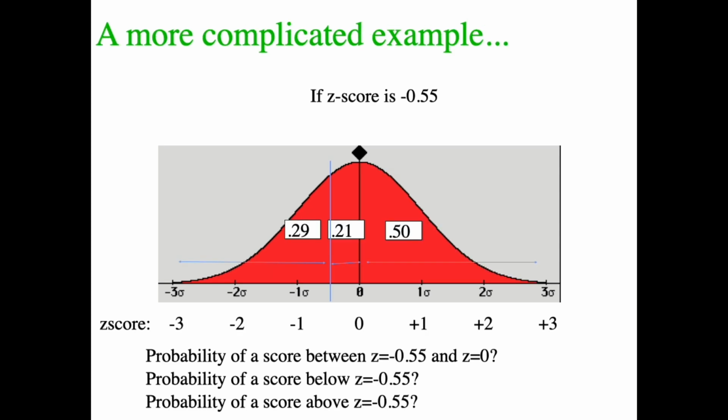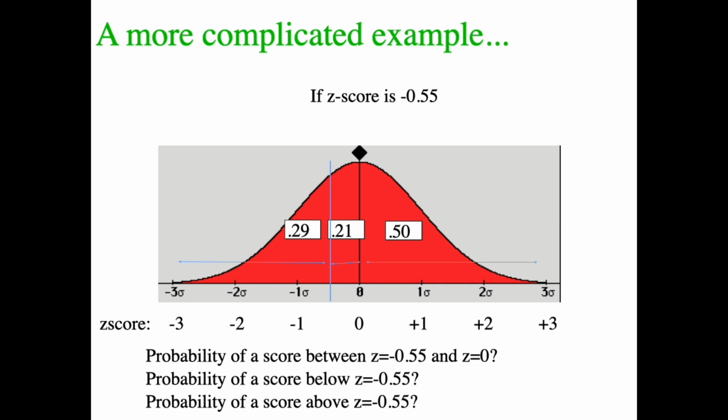If I make this a little bit more complicated, I could say, okay, what if I randomly pick somebody who has a score? What would the probability be of getting somebody who has a score between a z-score of minus 0.5 and a z-score of 0? The answer would be 0.21. So you see that 0.21 marks off where we have a z-score of minus 0.55 and a z-score of 0. So a z-score of 0 is right in the middle of the distribution, so that's the probability, 0.21.